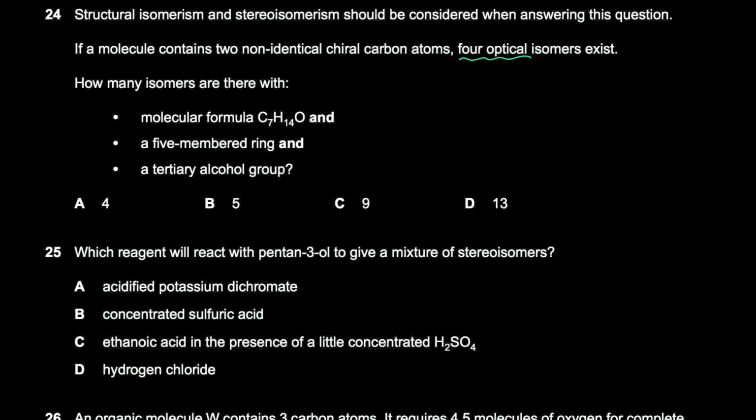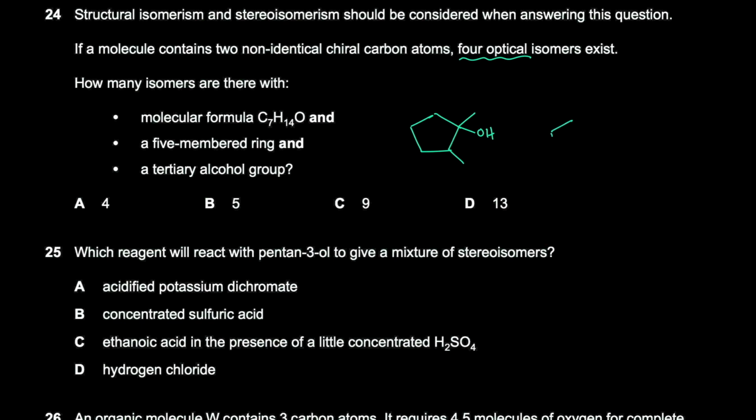We have a 5-membered ring. We have a tertiary alcohol group, so that means the alcohol group must be on the same carbon as a methyl group, because the carbon with the OH must be bonded to 3 carbons. So now we have 6 carbons, 5 plus 1, and now we need a 7th carbon. Now the 7th carbon can be over here.